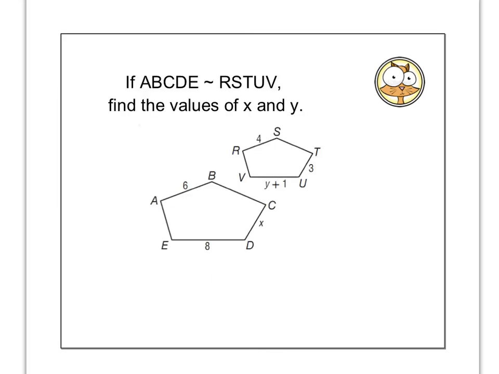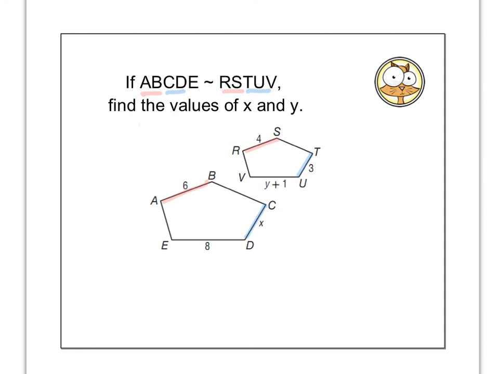Okay, the last one. Will you guys please pause the video and give this one a try? So first I'm going to find x, and I see x right here matches up with 3 right here because CD and TU match up. Now that does not mean they're equal. X is not equal to 3. So I'm also going to have to find another side to set up a proportion with. So I'm going to use the 6 and the 4. AB and RS match up.